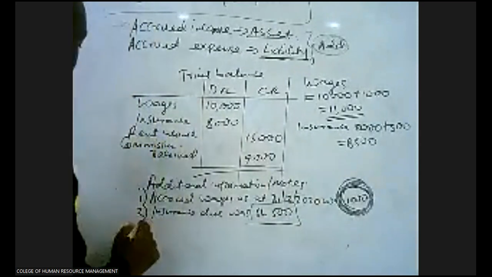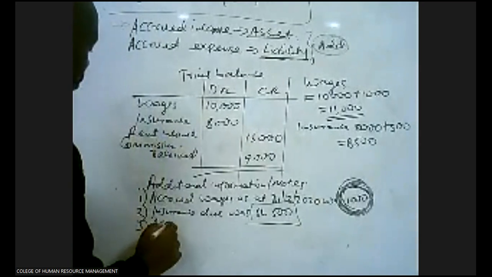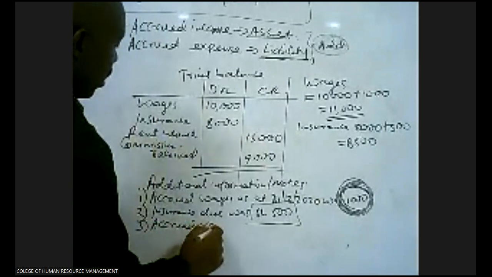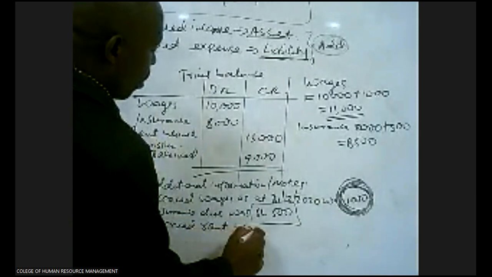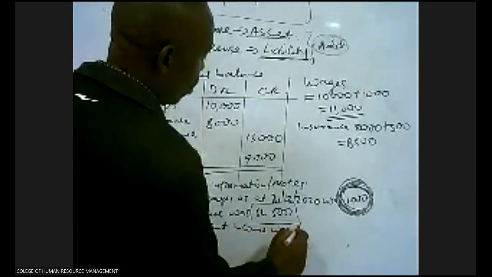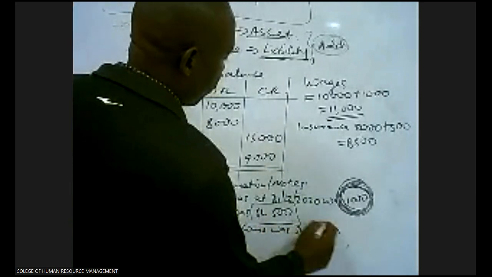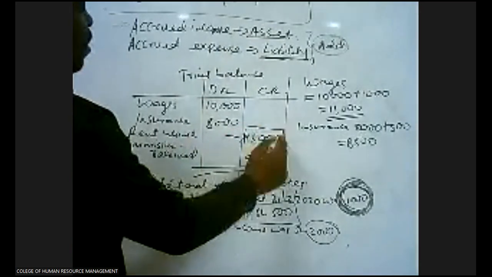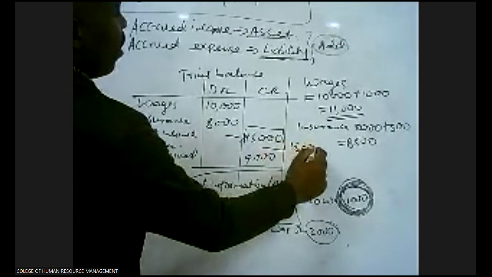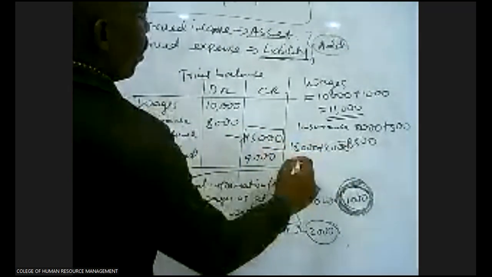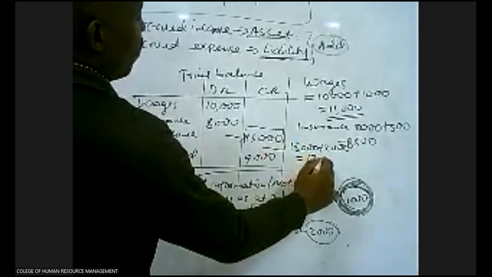So if, for example, number 3, we have what we call accrued rent income was 2,000. So what do you do with this 2,000? You just go to the rent income we received, which is 15,000. So you take 15,000, you add 2,000. So the total rent that you are supposed to receive is 17,000.